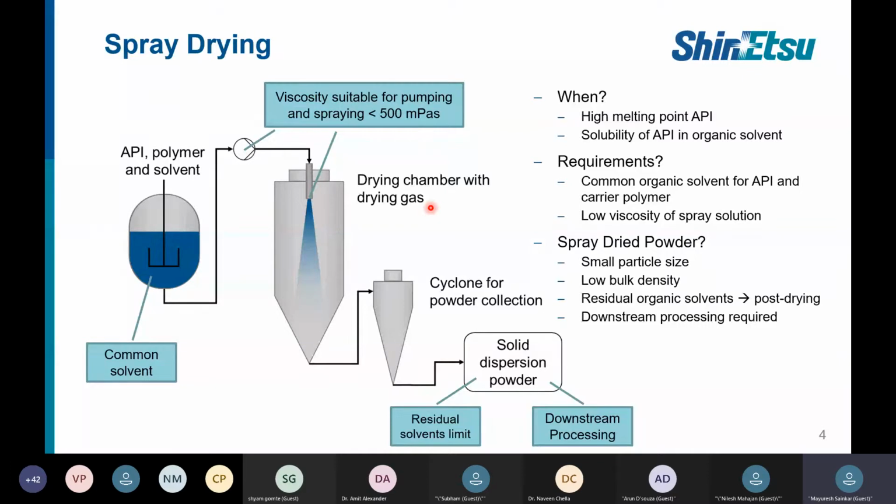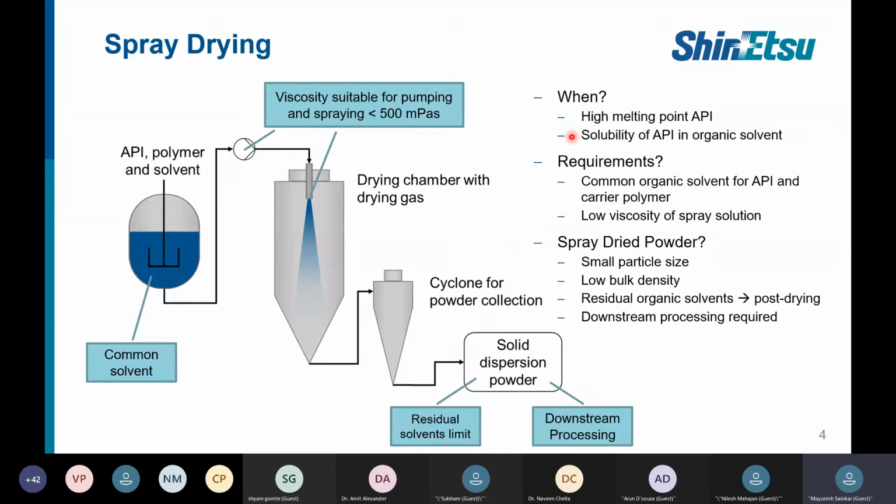So all these parameters you have to consider. But before that, when there is a high melting point of the API, in that case, or that category of the API, you can go ahead with the spray drying method. Second, the solubility of the API in organic solvent, as we suggested, also you need to consider and act upon that.